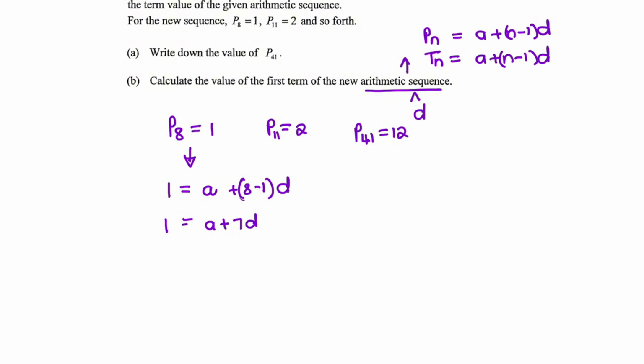Let me do the same for P11 or term 11. I know that term 11 is equal to 2. I don't know the a value. I know that n is 11, so it's 11 minus 1 times d. So therefore, we have 2 is equal to a plus 10d.